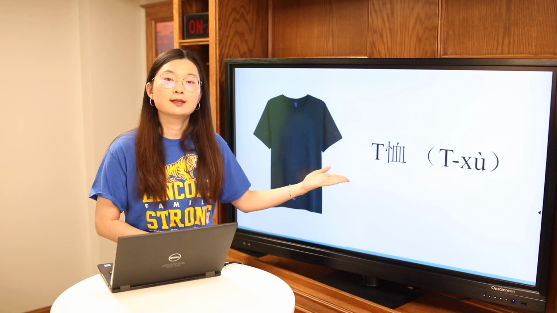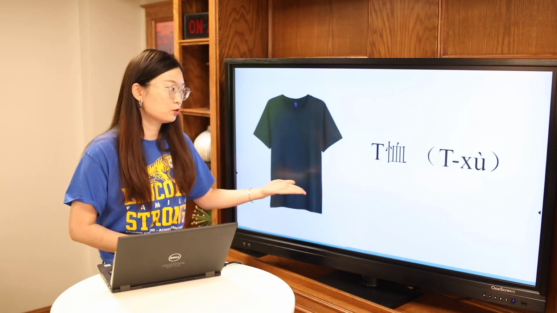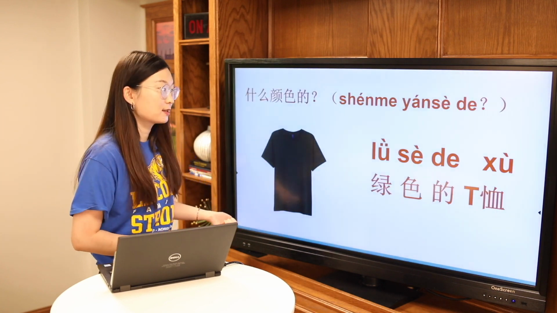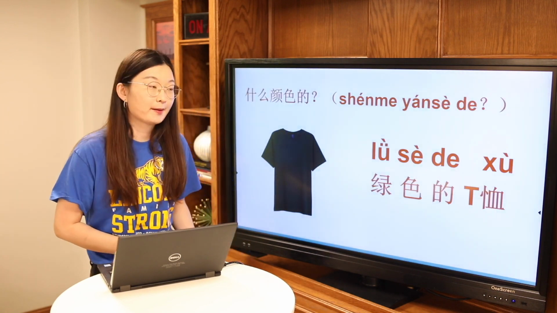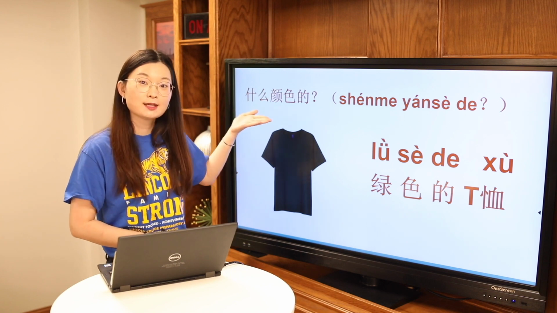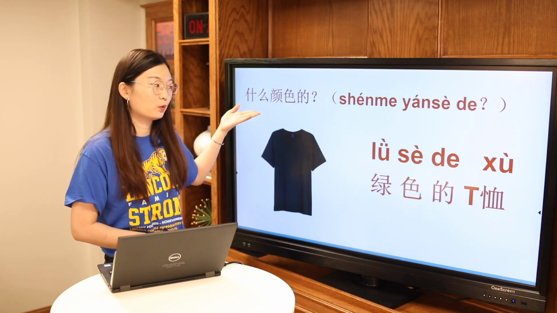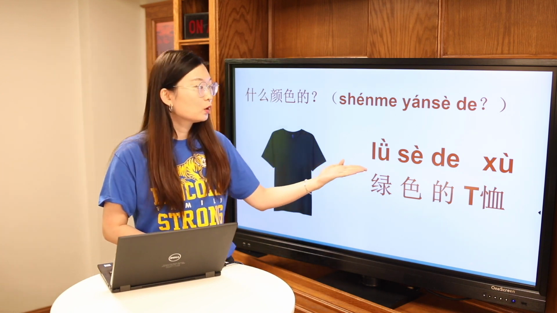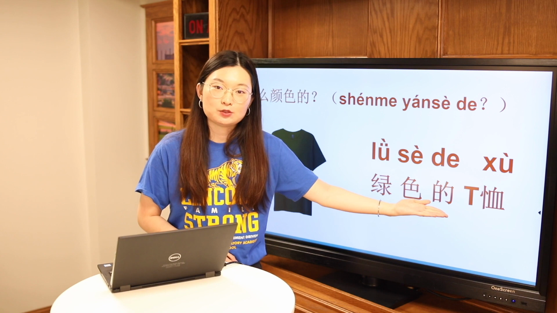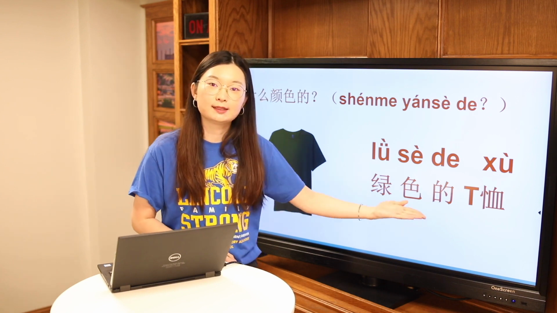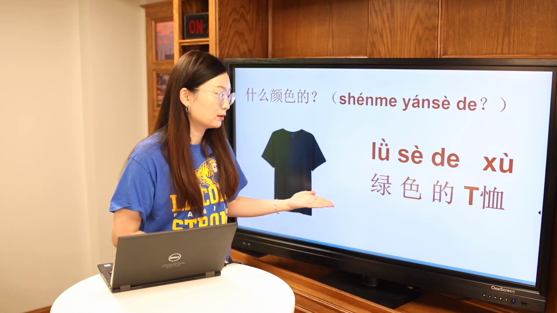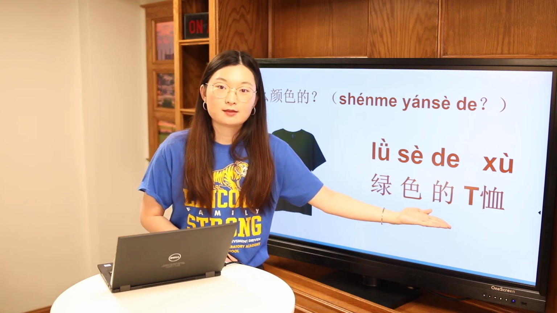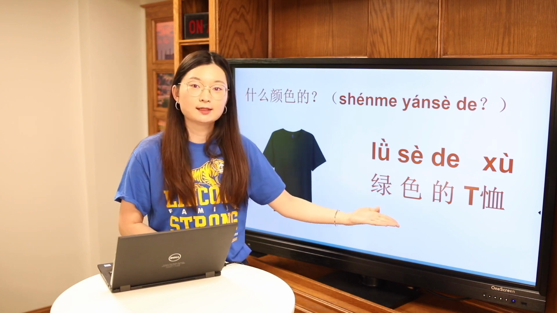T-shirt. T-shirt means t-shirt. Okay, t-shirt. And to combine the things we learned about color from last time, 什么颜色的? So what color is this T-shirt? This is, together, 绿色的 T-shirt. 绿色的 T-shirt. So when you describe the color of the clothes, you will say the color first and then the clothes. Okay? 绿色的 T-shirt.